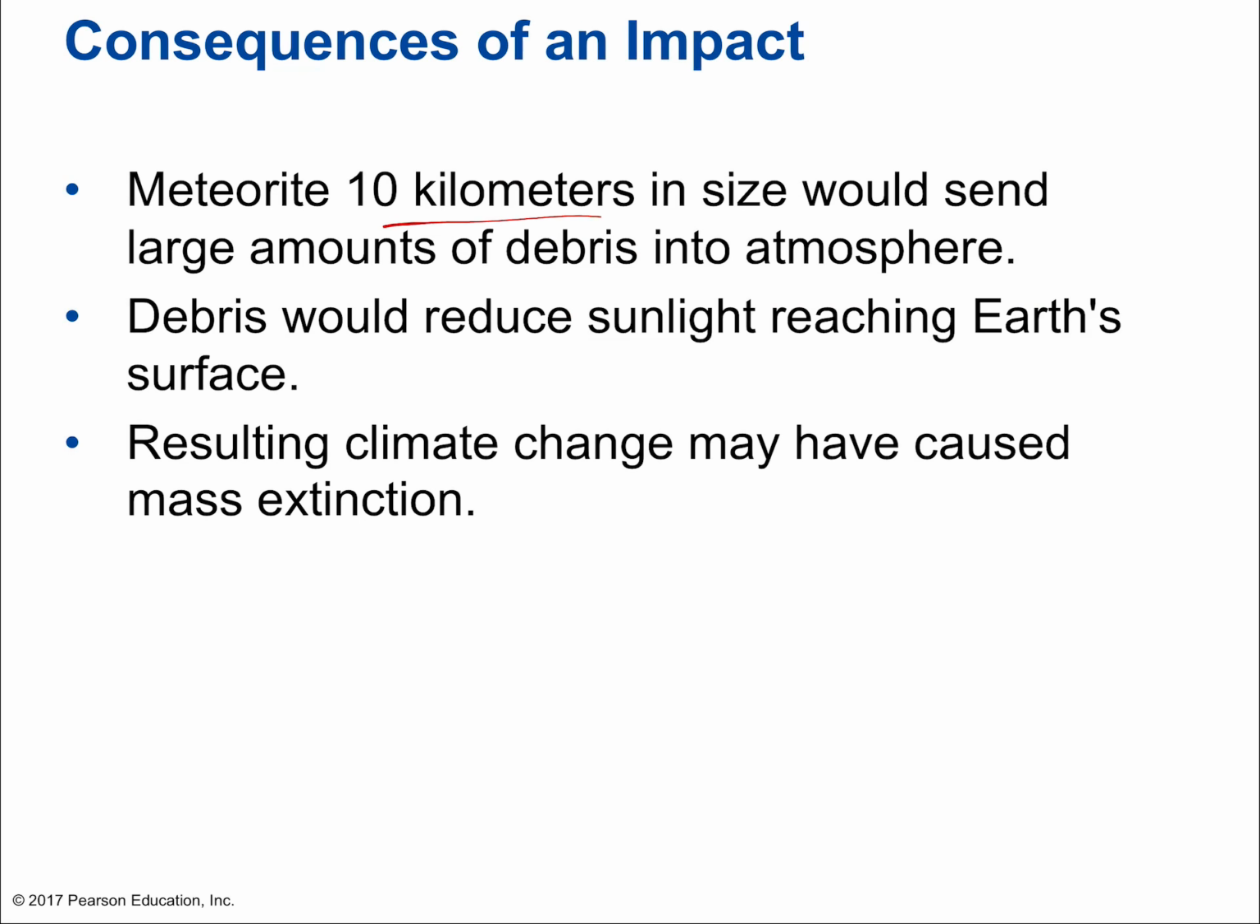It would have sent a large amount of debris into the atmosphere. That debris would have reduced sunlight reaching Earth's surface, resulting in drastic climate change, and that could have been the cause for mass extinction. We had this type of animal that dominated the world, and they were the largest, the peak of the food chain. If there's a huge disruption to the weather, the animals that are going to be affected the most are the ones at the peak of the food chain, whereas the bacteria and all the small organisms could survive, but the giant herbivores and the predators are not going to be able to.